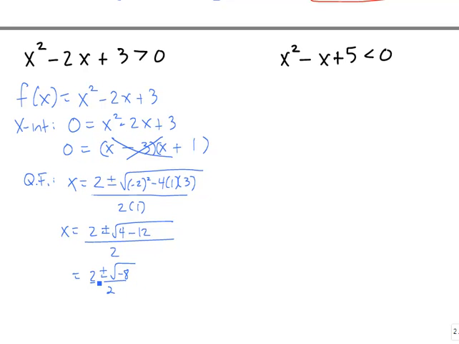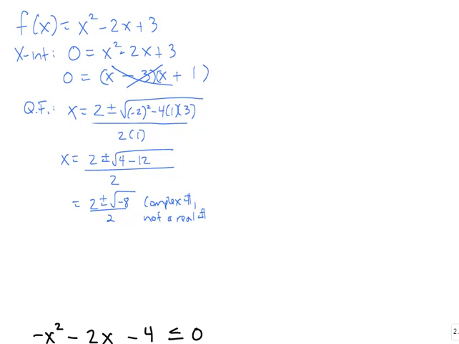Now here's where I'm going to stop. We got a negative under that radical, and that means that this is a complex number. It's not a real number. When we're graphing quadratics, you can only graph real numbers, not complex numbers. So what does this mean? What it means is that there are no x-intercepts that we can graph. So when we make our graph, we don't have any points to plot.